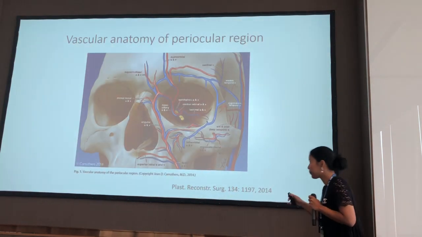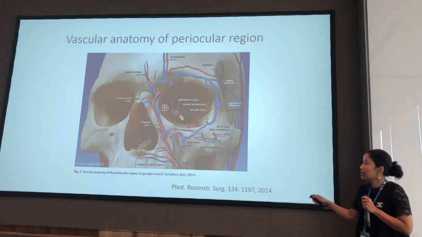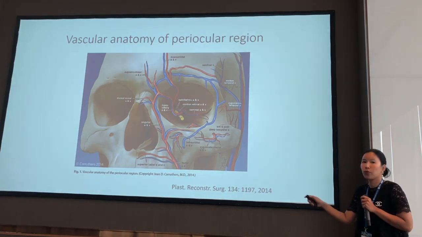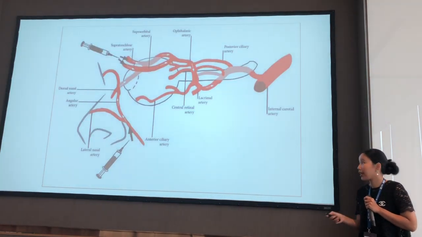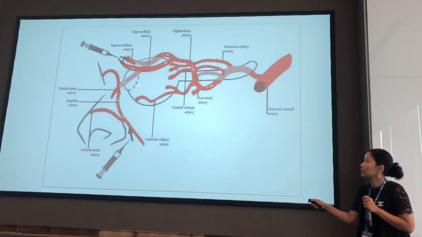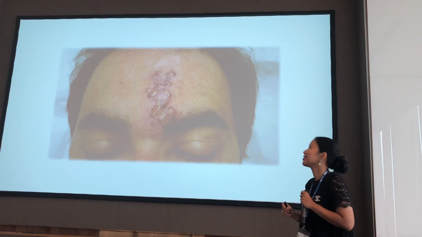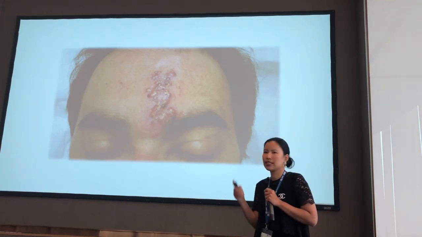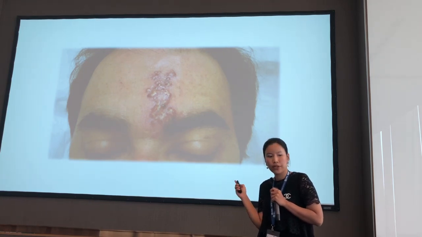And you can see this is the ophthalmic artery and central retinal artery. You can see that when you inject here, or even here, all the emboli can flow into the vessels and cause blindness. And you see this one, you can control from any direction. And this filler, what is it? It's a skin necrosis from the glabellar injection and the forehead injection.